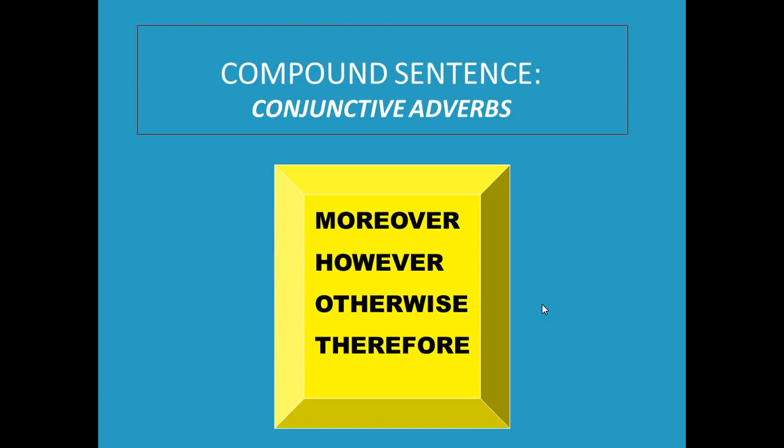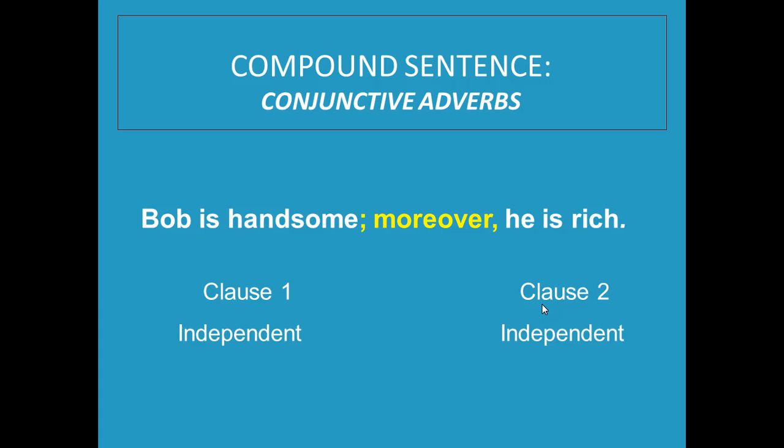Conjunctive adverbs: moreover, however, otherwise, therefore. Bob is handsome. Moreover, he is rich. Two independent clauses joined together by a conjunctive adverb now become a compound sentence.